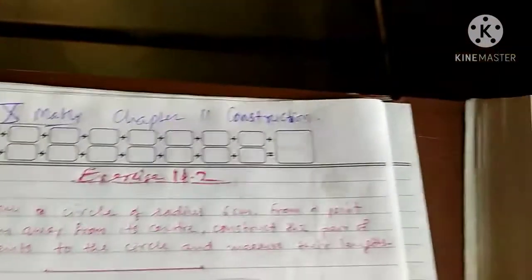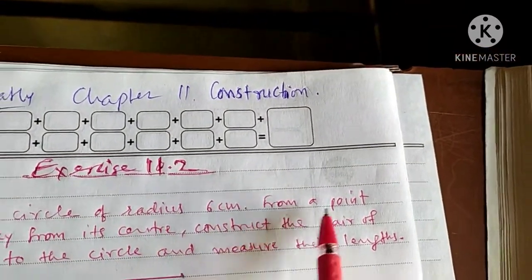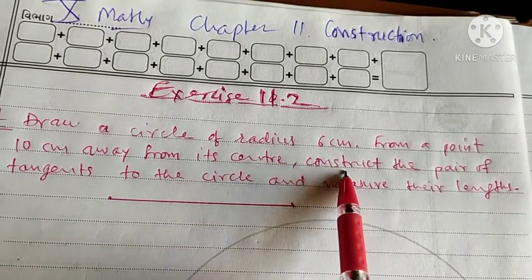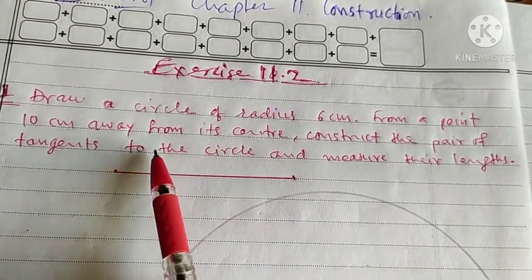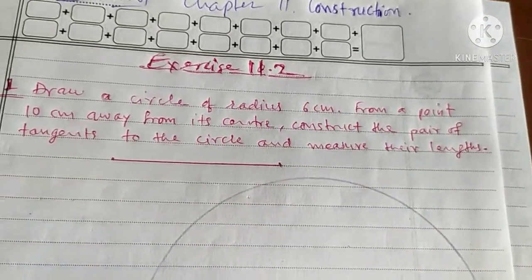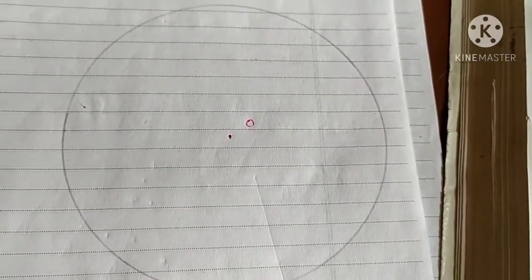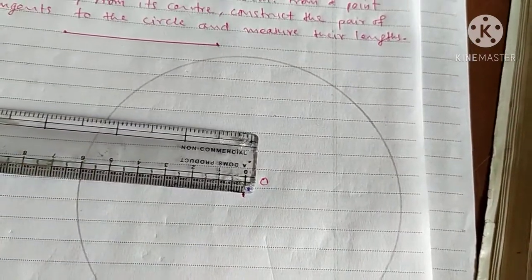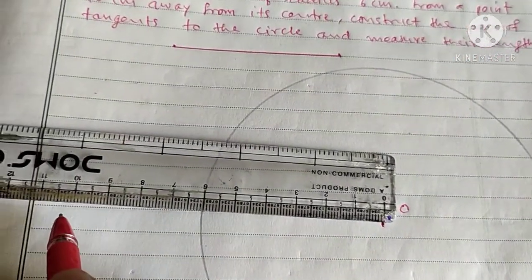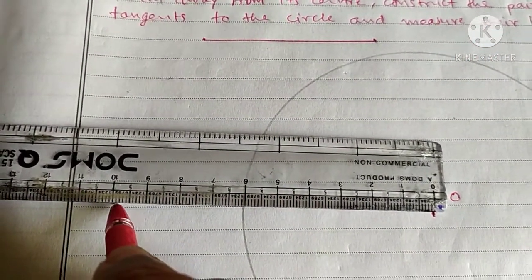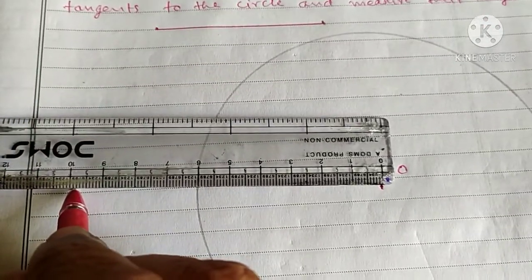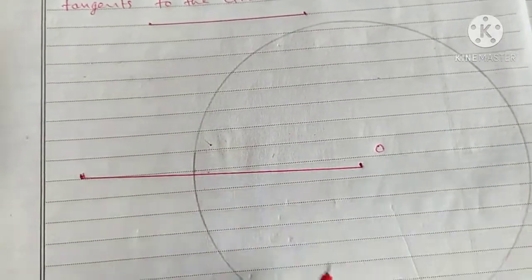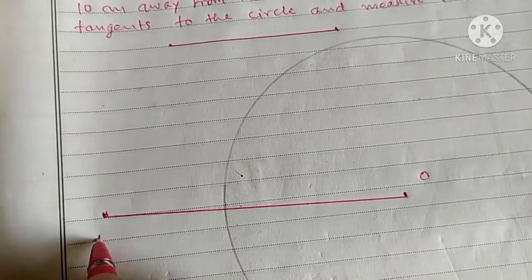Next, from a point 10 cm away from its center, construct the pair of tangents to the circle and measure their length. Now take a ruler. Mark 10 cm distance. See, 10 cm. Draw it. Okay. Say this point is A.